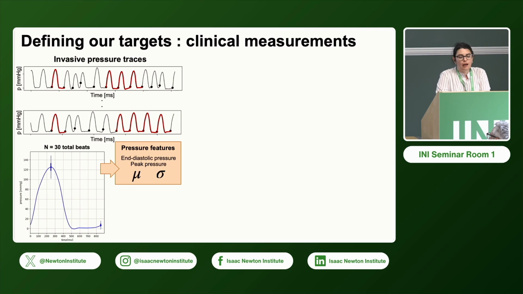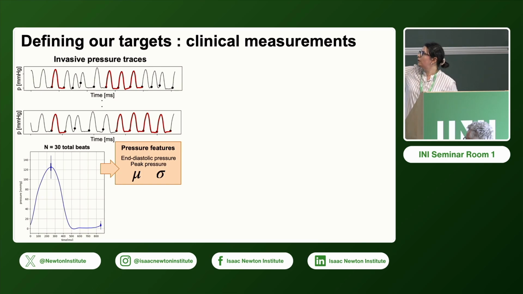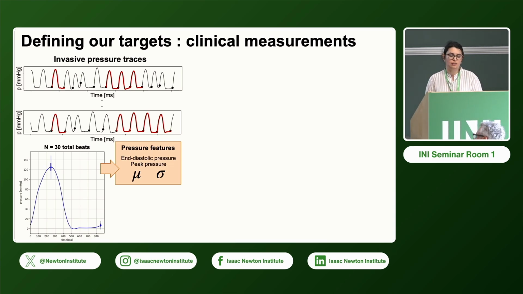So to define our targets, we have clinical measurements. For this patient, we're quite lucky because we had invasive pressure measurements. So this patient was selected for CRT upgrade from right ventricular pacing to biventricular pacing, which means that during the upgrade procedure, this patient underwent left ventricular invasive pressure measurement. And we had quite a lot of them. And here you can see a typical pressure trace with the red beats highlighted representing non-ectopic beats, which we used for this analysis. And basically this resulted in 30 usable beats.